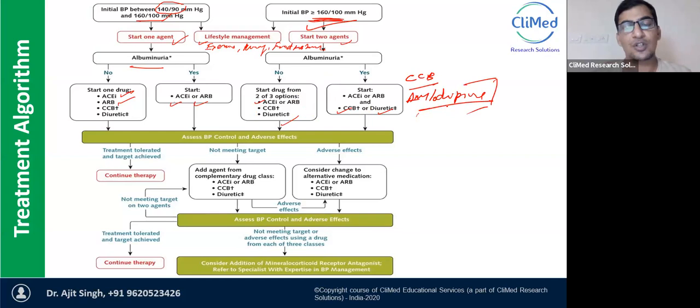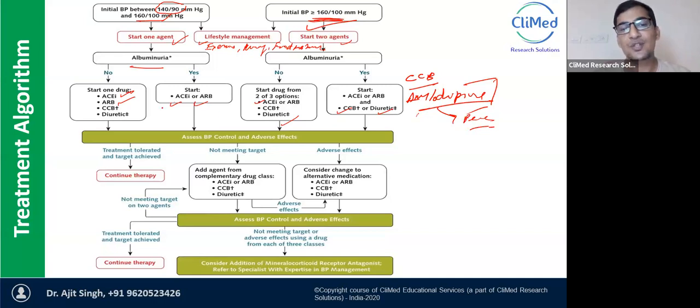In our hospital, we don't give amlodipine at all initially. We start with either ACE inhibitors or ARBs, maybe telmisartan, olmesartan, or anything. We don't start with amlodipine because it has certain drawbacks, certain side effects, pedal edema, or there are multiple other side effects, angioedema and all. So those side effects are also there.